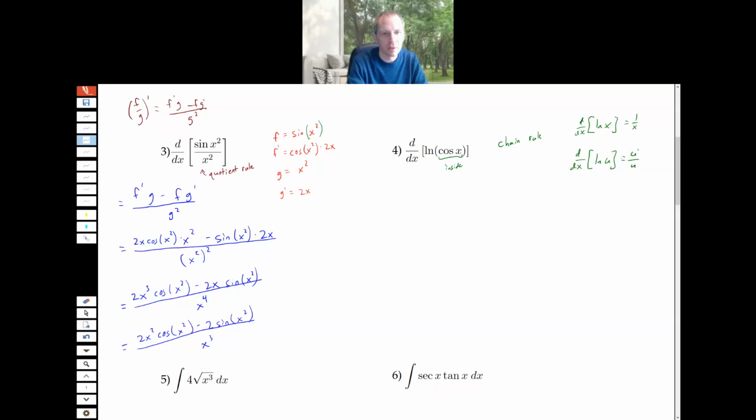Okay, so when I differentiate here using the chain rule, I have natural log of some function, so I'm going to get u prime over u, so the derivative of cosine x, which is negative sine x, over the inside function, over cosine x. Okay, so I can just write that as negative sine x over cosine x, or you could even write that as negative tangent x.